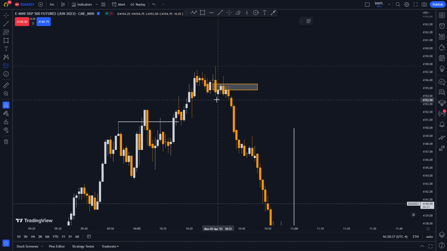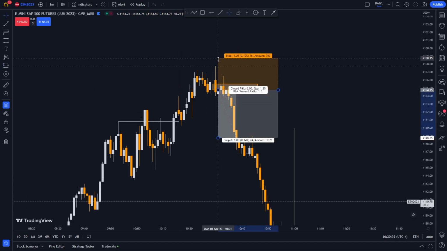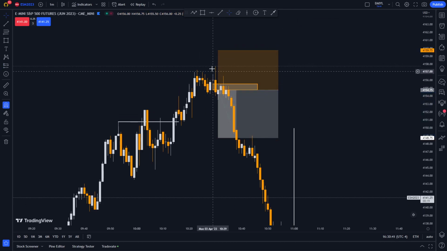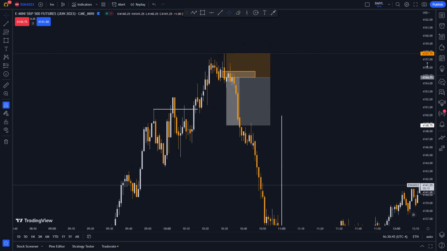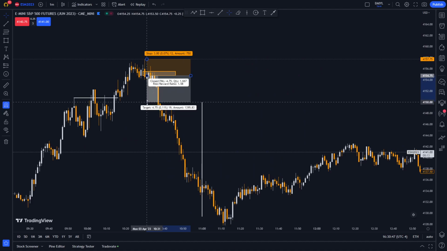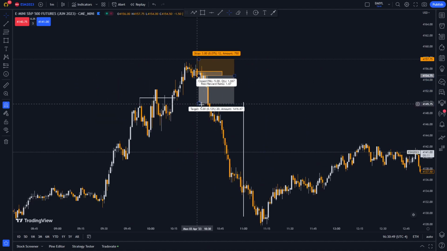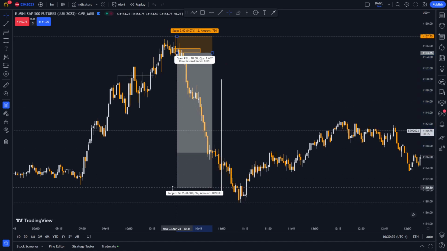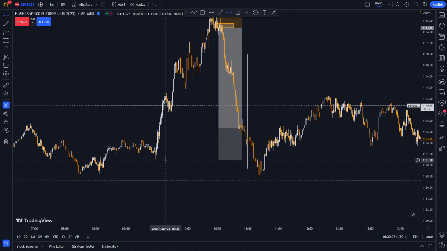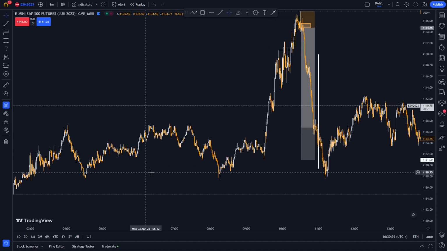So you could have entered short, 5 handle stop loss, or even just the high stop loss, which would be 3 handles. Target 5 handles. And you can always leave one runner for the liquidity side to be taken out, which you see it got all the way down here.